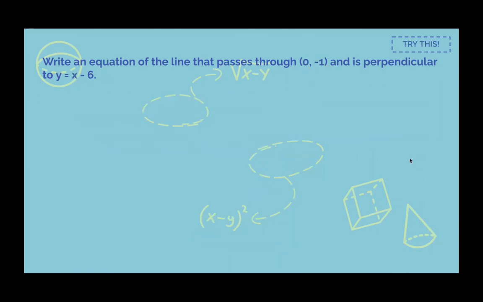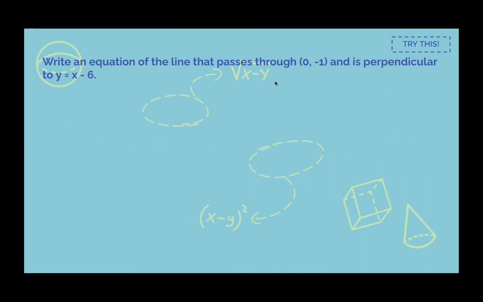Go ahead and pause the video to try this one. It's exactly the same as we've been doing for the last two examples, where we're given a point and a slope and find the line perpendicular.